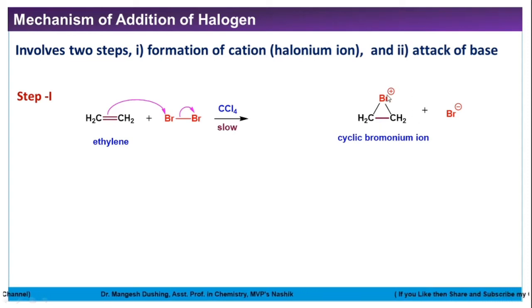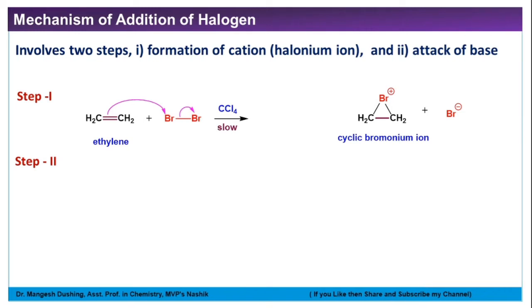So in this case, Br has a plus charge, and this is a three membered ring, with the double bonded carbons, and this bromine is attached to both double bonded carbons. The double bond becomes a single bond, while the leaving group is Br minus, which is a base. So this is the first step: formation of the halonium ion, a cyclic three membered ring with Br carrying a positive charge, called the cyclic bromonium ion. The second step is attack of the base.